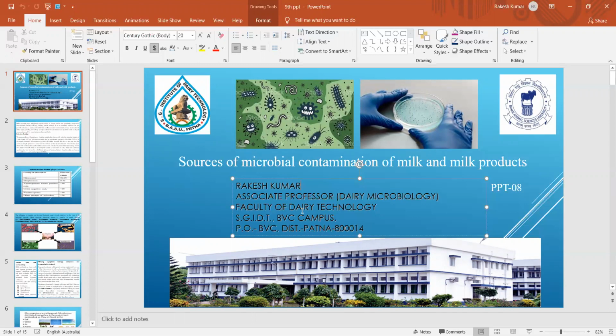Now, in the next class, we will discuss air sanitation, which is very important in the dairy industry. There are different methods generally used for air sanitation. Air filtration is one of them.